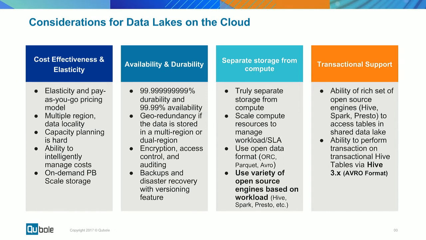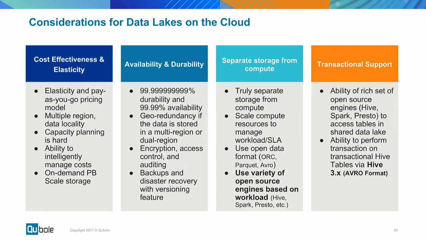Availability, we already looked at it, but what that means for the differentiation compared to on-prem is that, because of high availability and durability of our data on the cloud, companies really don't have to worry day-to-day about backups and disaster recovery issues once they use a data lake on the cloud.